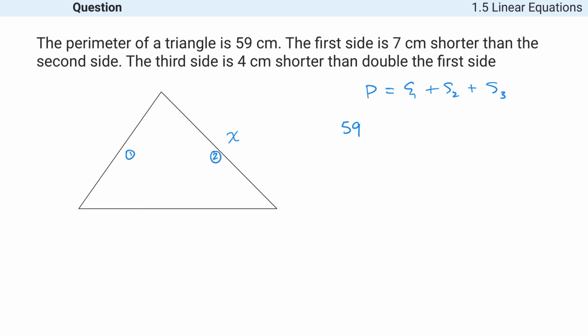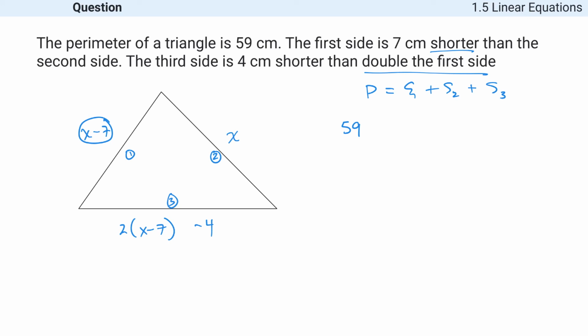If that was x, then the first side is 7 shorter than that, so we would say x minus 7. Notice we wouldn't say 7 minus x. Whenever it says shorter, you typically would put the minus 7 last. And then the third side down here is 4 centimeters shorter, so it'll be a minus 4. Then double the first side. Well, here's my first side, so I have to double that first side and subtract 4. That'll get me my third side.